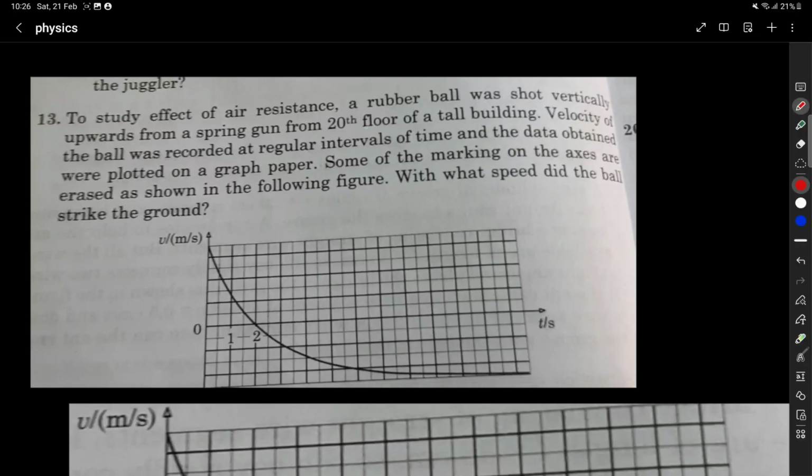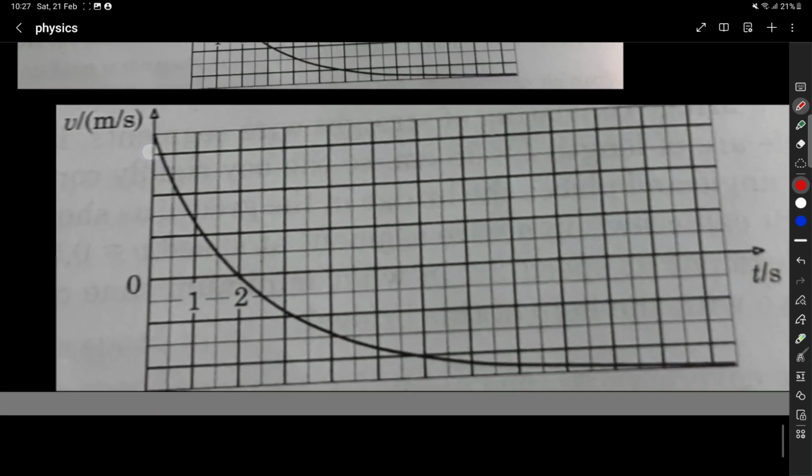To study the effect of air resistance, a rubber ball was shot vertically upwards from a spring gun on the 20th floor of a tall building. Velocity of the ball was recorded at regular intervals of time, and the data obtained was plotted on a graph. Some of the markings on the axis are erased, as shown in the following figure. Find the ball's speed when it strikes the ground.